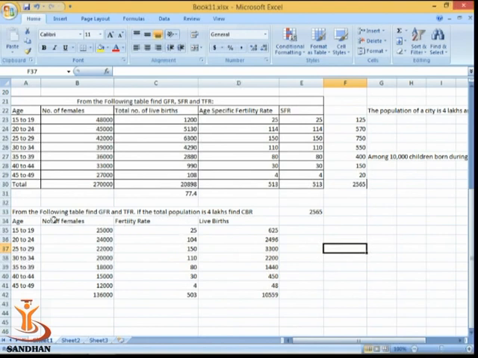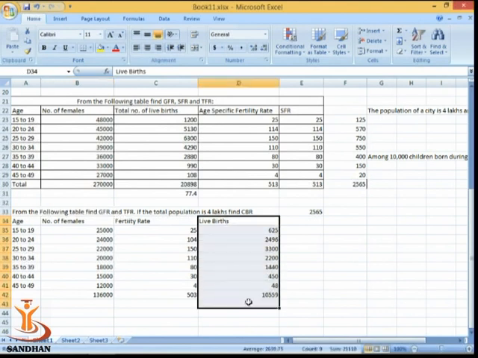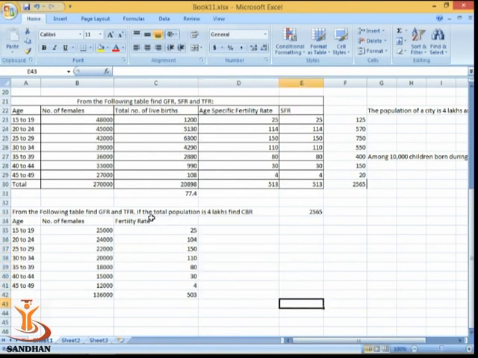Now same way we consider the second example. From the following table, find GFR and TFR. My example is just only this. If the total population is 4 lakh, find CBR. Now I am already given fertility rate. Means I am not given live births. I need to find live births.